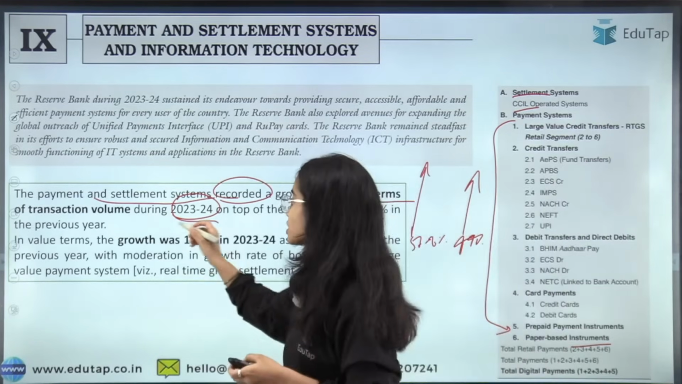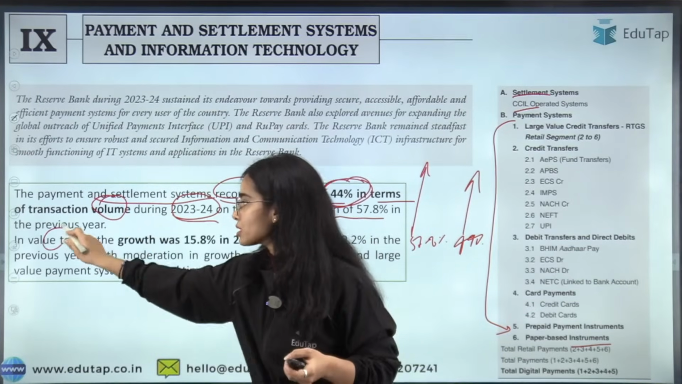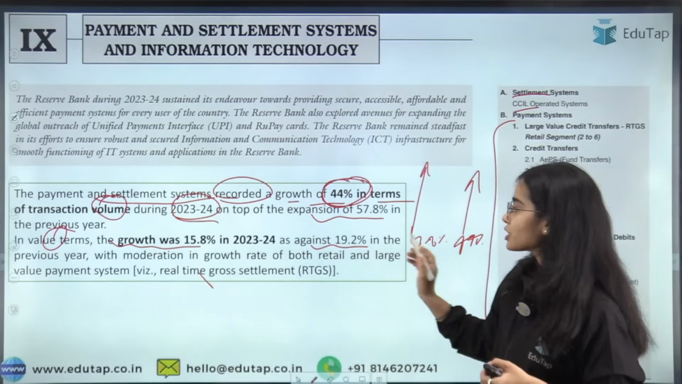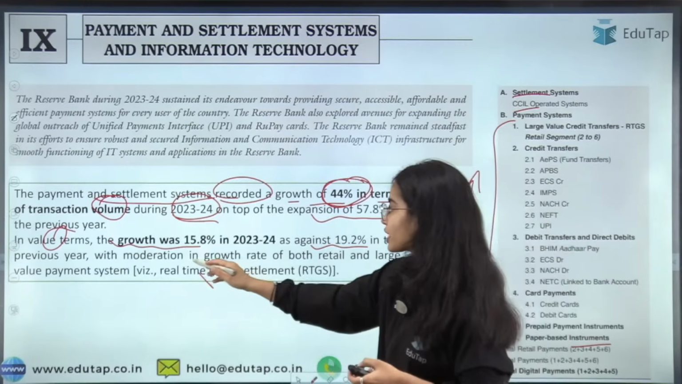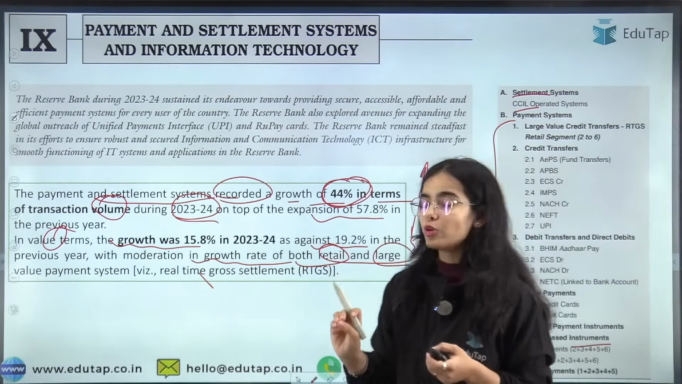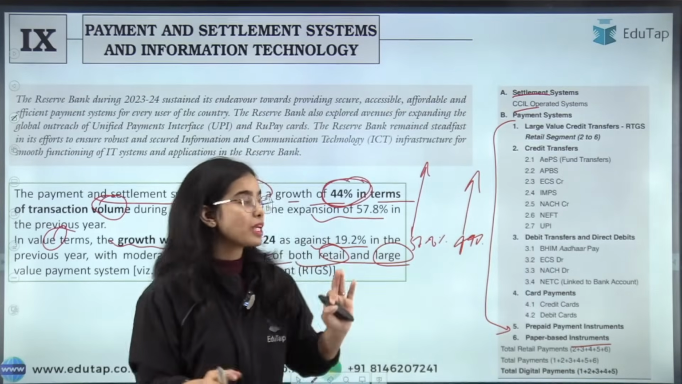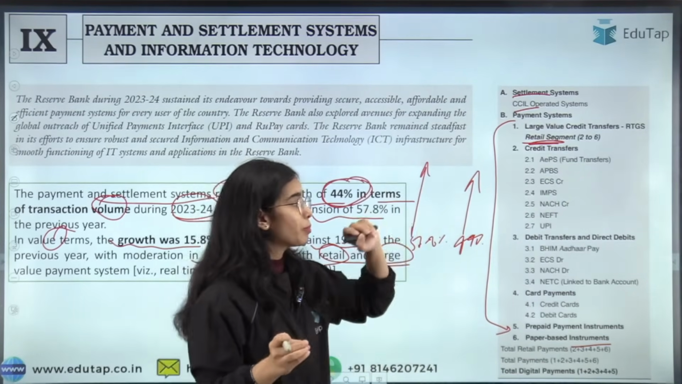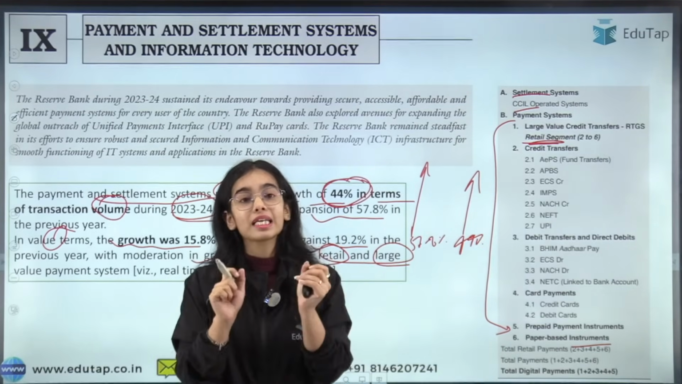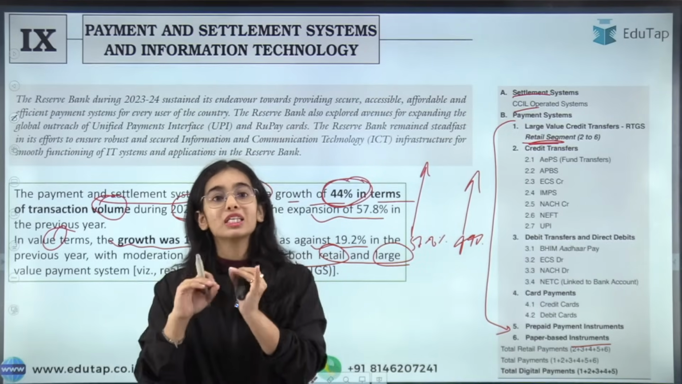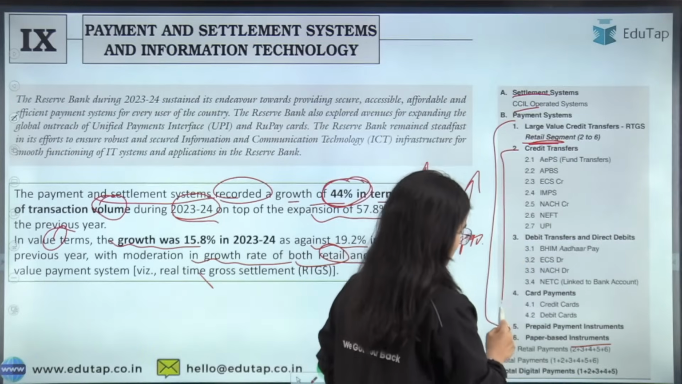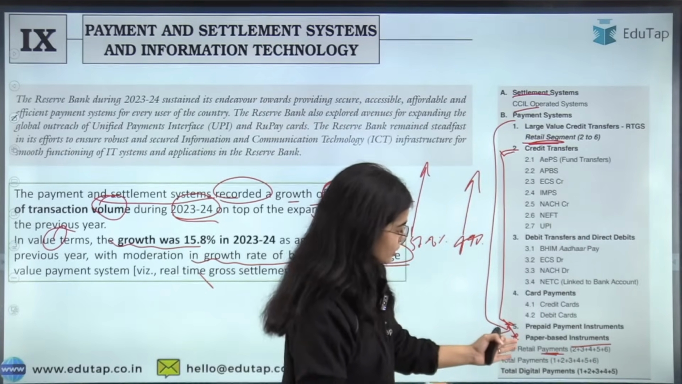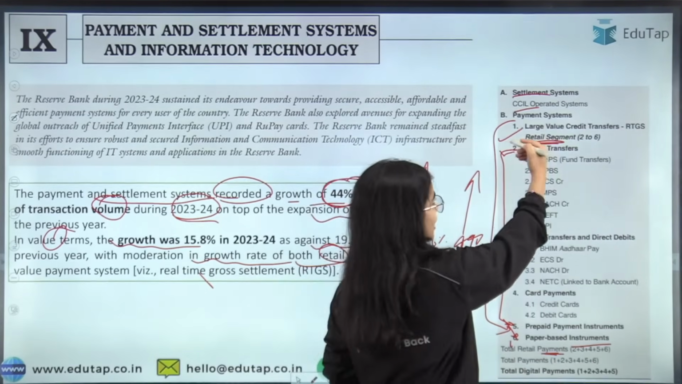In value terms, so that was volume terms. In value terms, the growth was 15.8% in this financial year of 2023-24 against 19.2% in the previous year, with moderation in the growth rate of both retail and large value payment systems. See, the large value payment system is known as RTGS. So whenever we say that there is growth in the large value payment system, that is RTGS. When we say that there is growth in the value and volume of the retail payments, these are the retail payments. Okay, so total retail payments are 2 to 6. The total large payments are RTGS only.